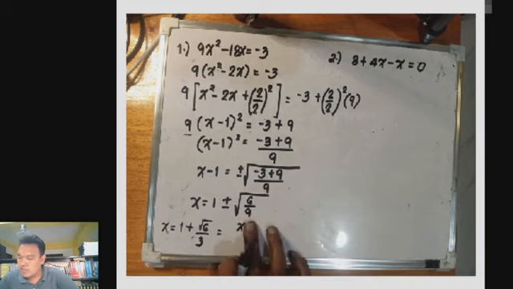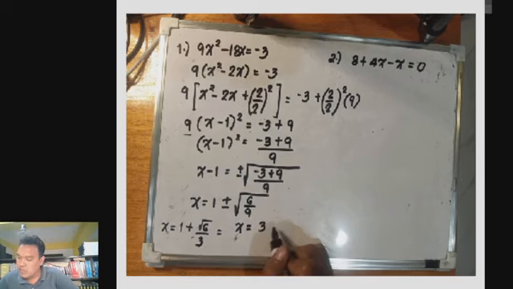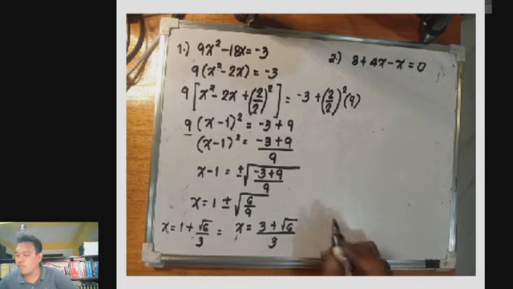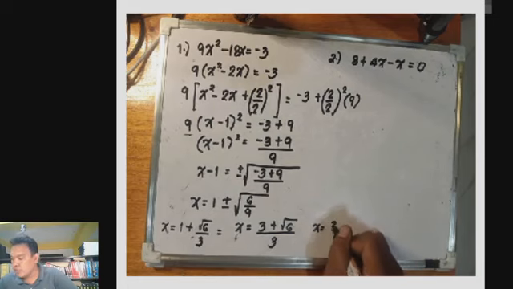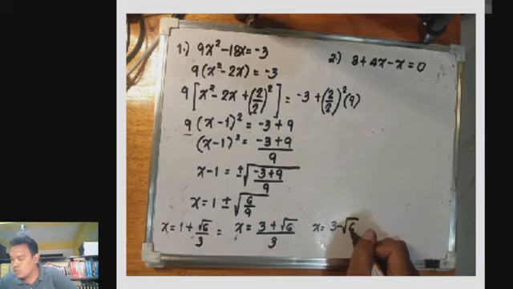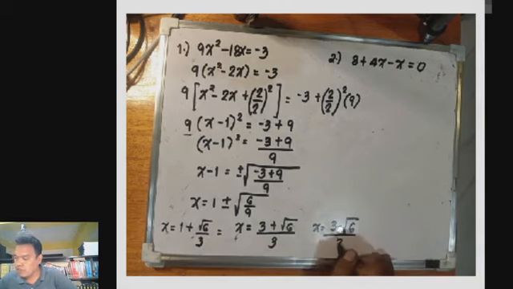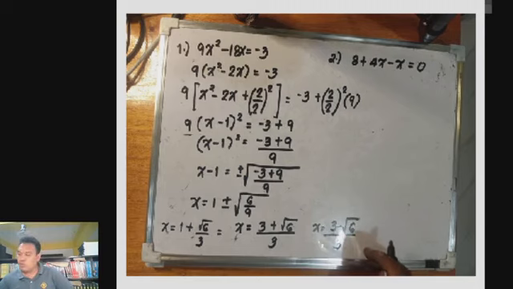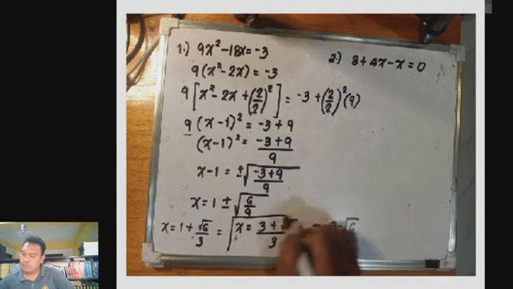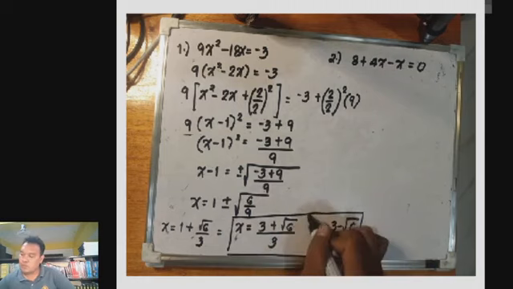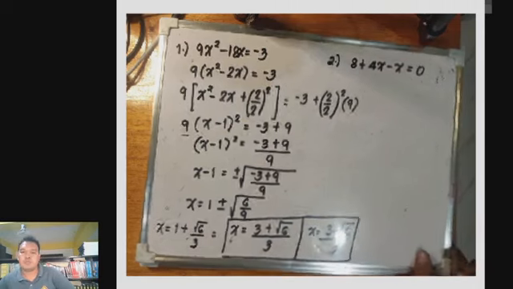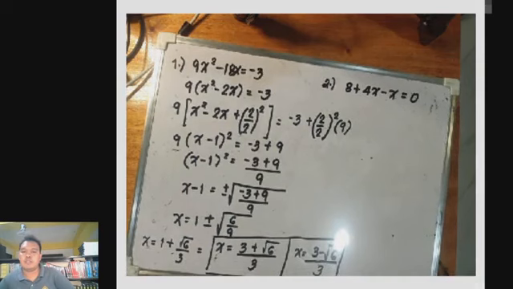So x is equivalent to 3 plus the square root of 6 all over 3. Then, to get the other value, we have x equals 3 minus the square root of 6 over 3. So, these are the roots. We have 2 roots.